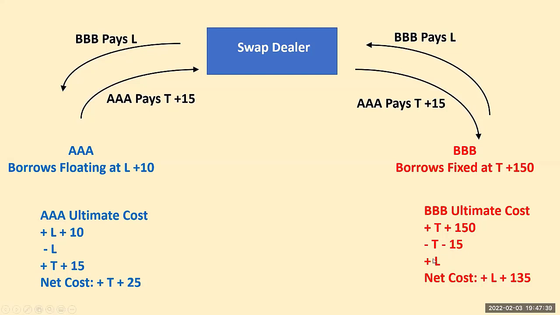And then they pay LIBOR, so the T's cancel out, so they're exposed now to floating rate, plus L, and then plus 135. They were paying, what was it? L plus 160. If they borrowed in floating rate, it would have been L plus 160, but they get it 25 basis points cheaper, so they'll be able to borrow at L plus 135.